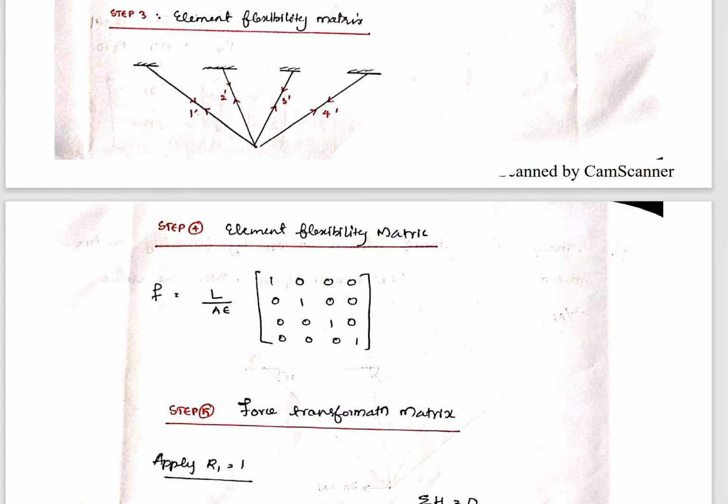So in the next step, let's find out the element flexibility matrix. For that, we have to consider the element flexibility matrix of bar elements. For bar elements, the element flexibility matrix is L by AE.